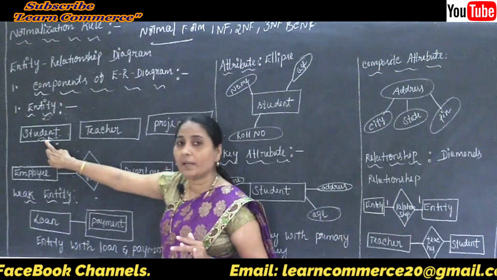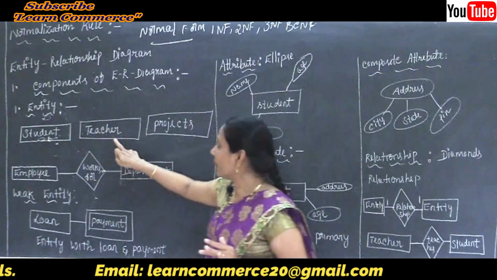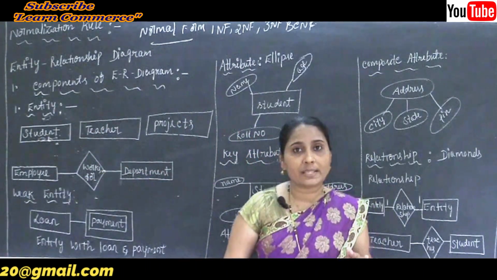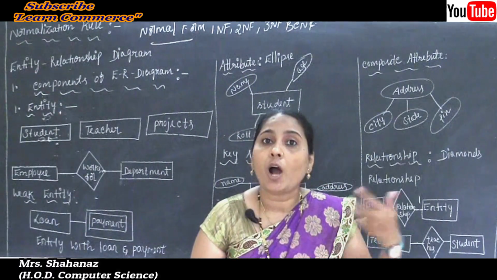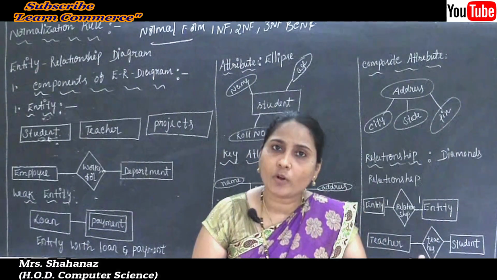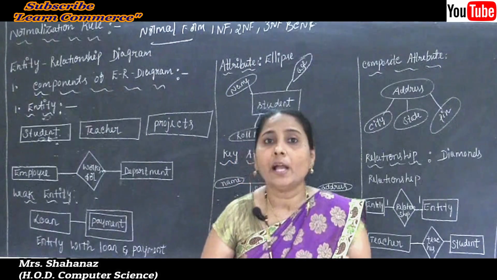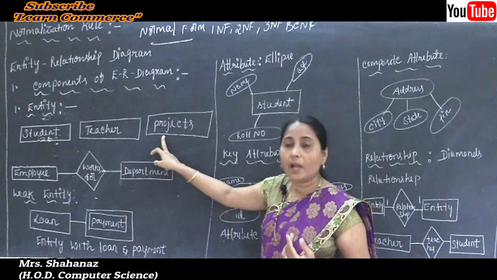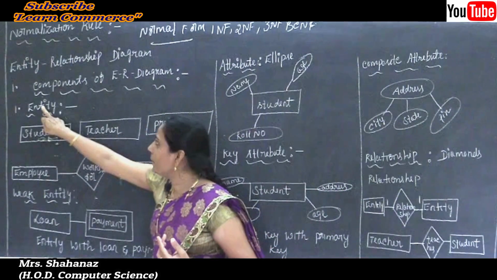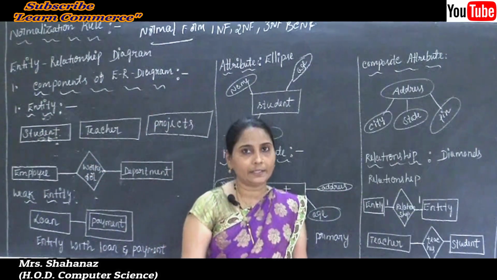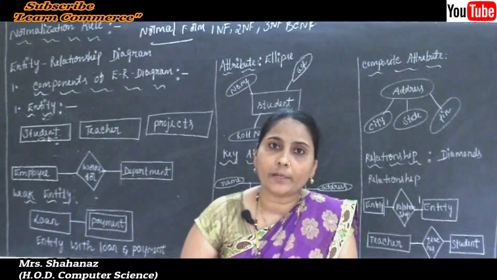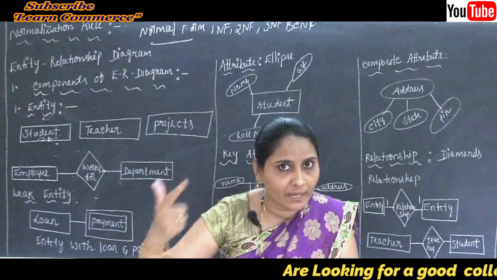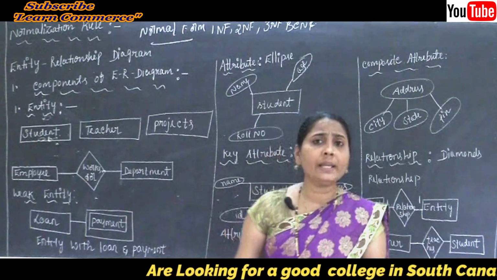So the first table name is the student, the second one is the teacher, and the third one is the projects. That means here, how many tables are there, how many entities are there? Because a table is also called an entity. So in this example, 3 entities or 3 tables are there. Why? Because I already said the meaning of the entity. An entity is an object here. That means you can use a person name, or a place name, or any class name.